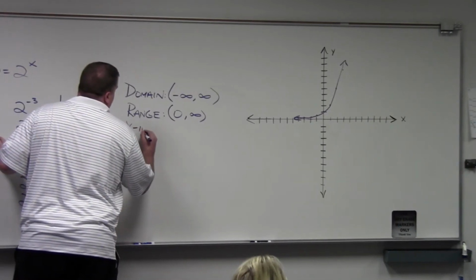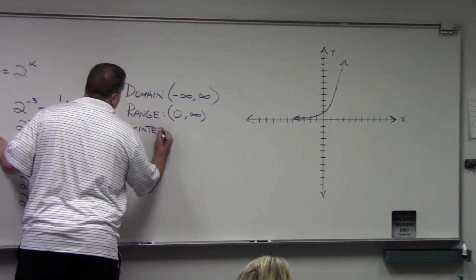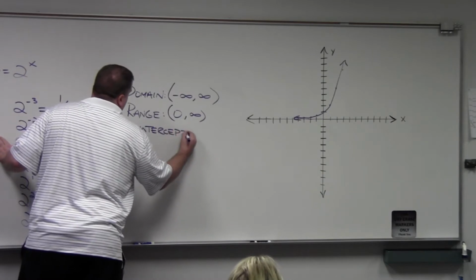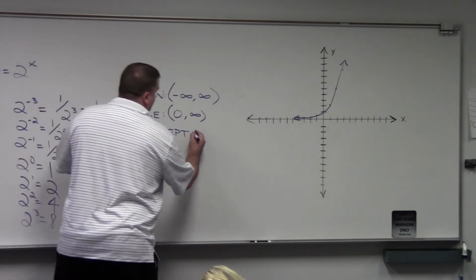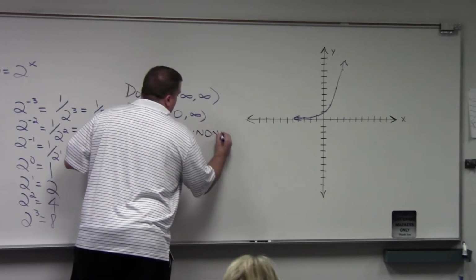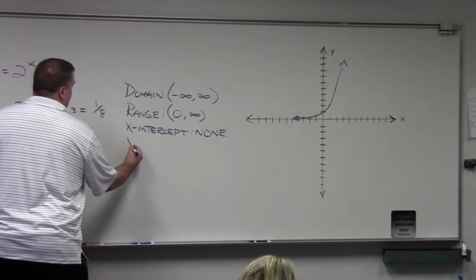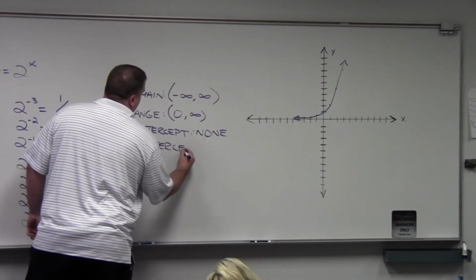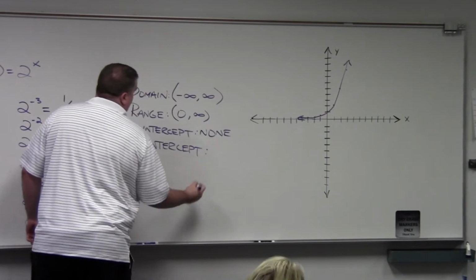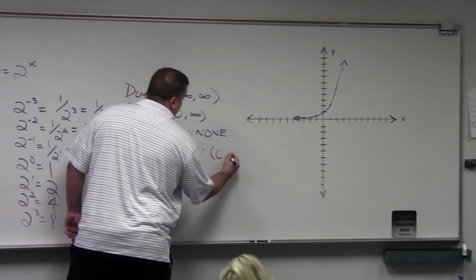Do I have an x-intercept? No. It's not going to cross the x-axis. Y can't be 0, so there's no x-intercept. What's my y-intercept? Yeah, it is 1. As an ordered pair, I would write that as 0, 1.